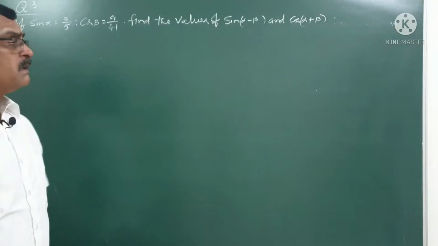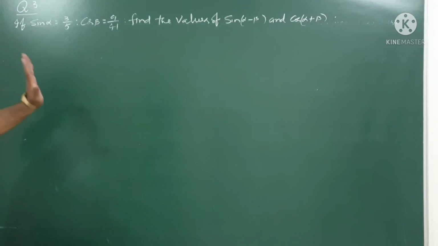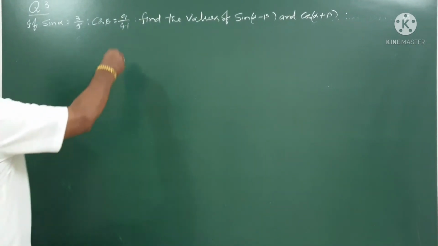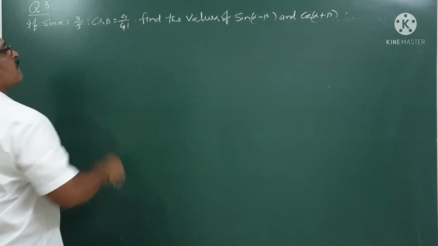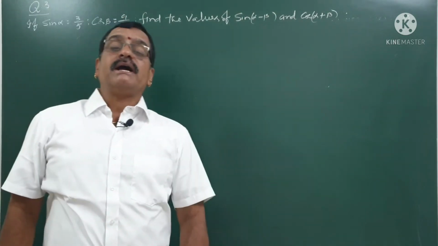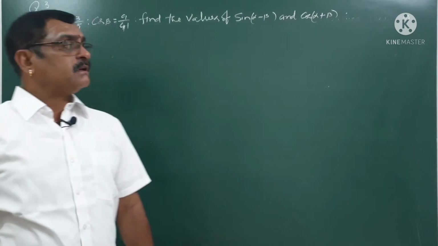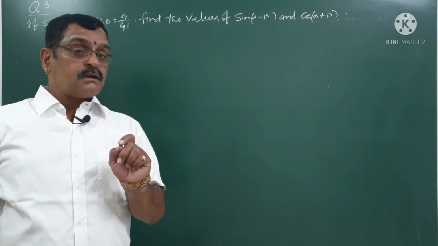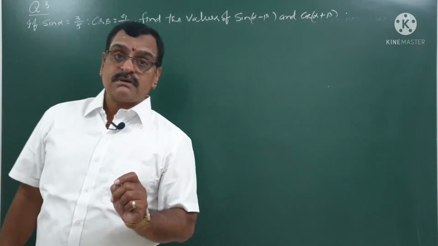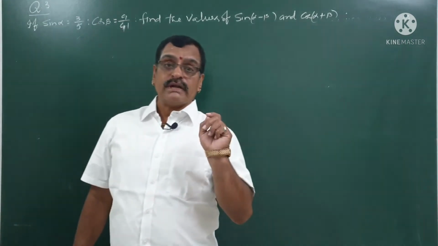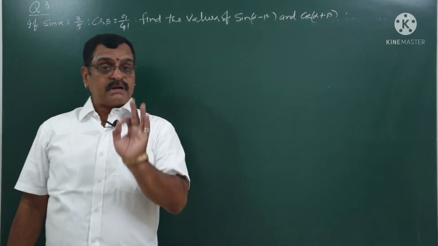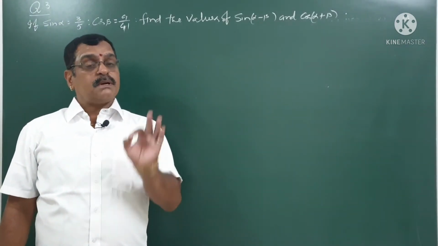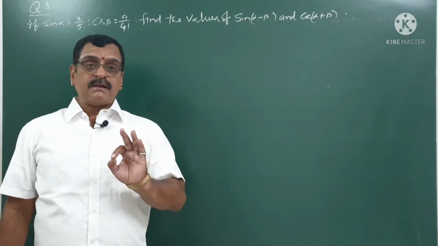Yeah, please take it. Next question is: if sin alpha is equal to 3 by 5 and cos beta is equal to 9 by 41, you have to find the values of sin of alpha minus beta and cos of alpha plus beta. Now I am following the order of the textbook written by S.L. Loney. The title is Plane Trigonometry. Again, I repeat, I am following the textbook written by S.L.